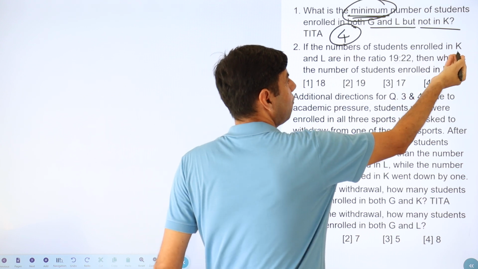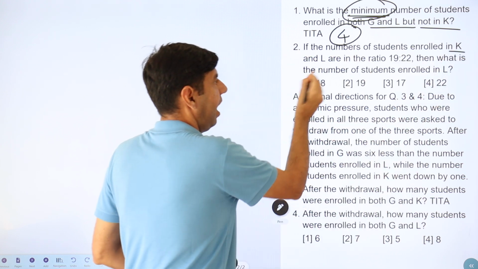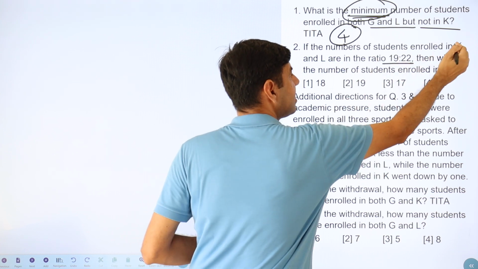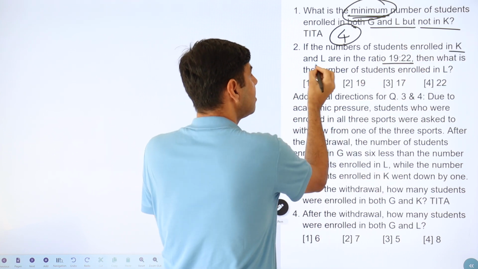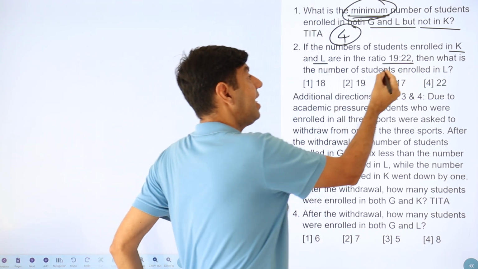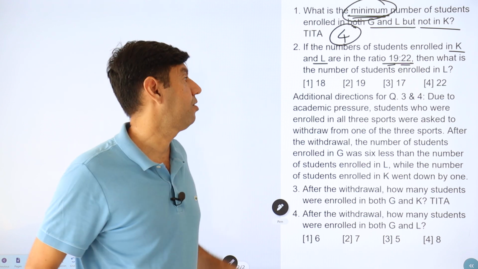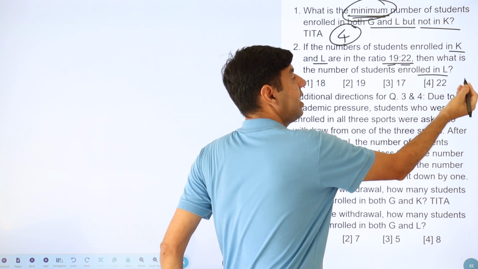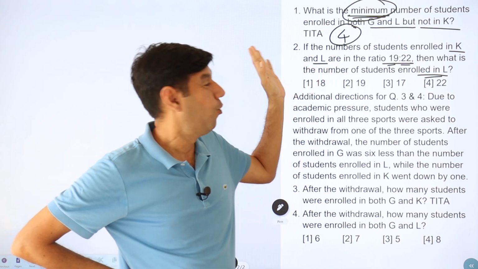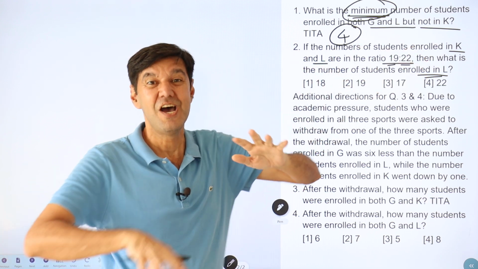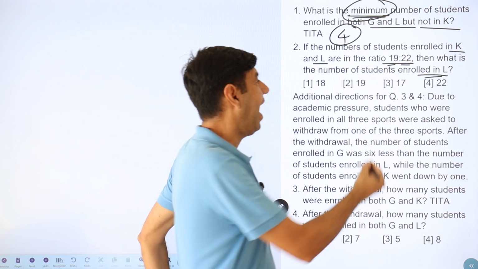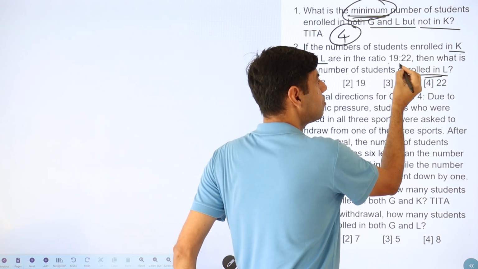If the number of students enrolled in K and in L are in the ratio... So one set is those who are enrolled in K, one set is those who are enrolled in L. So the entire K and the entire L, they are in this ratio 19 to 22. Then what is the number of students enrolled in L? Now the problem here, or the oversight by the question setter, was, do we know that the union is only 39 people? And this is in the lowest reduced form.